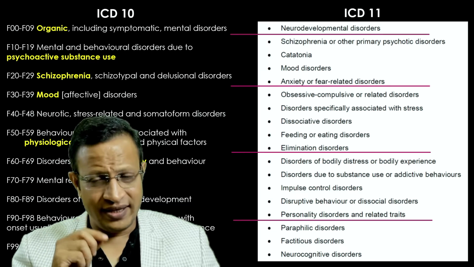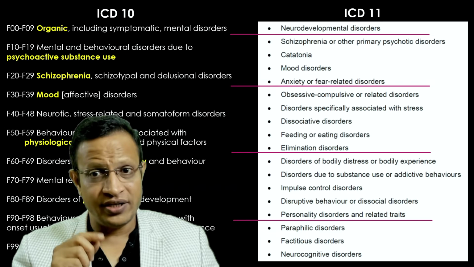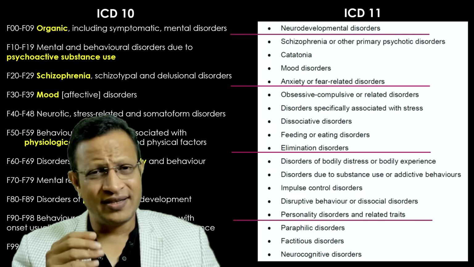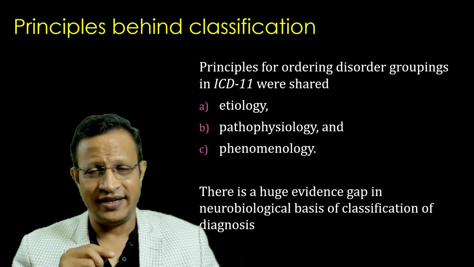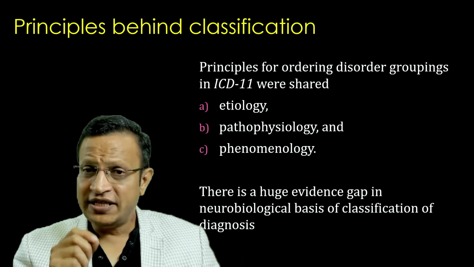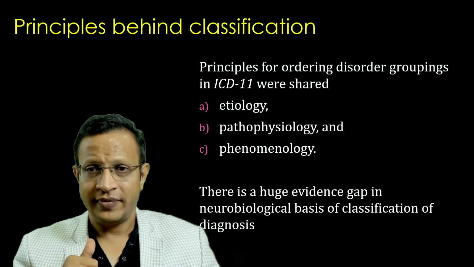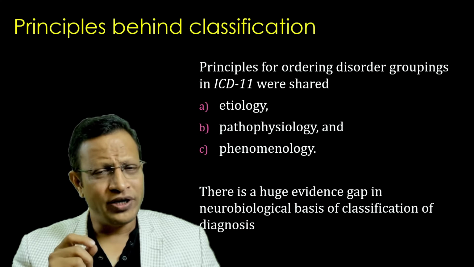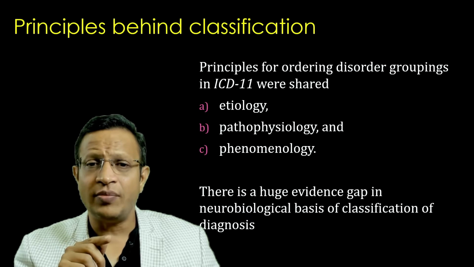You have seen this ICD-10 and ICD-11. In ICD-10, there are 11 chapters, whereas in ICD-11, we have more than 11 chapters. So let's discuss some of them in detail. Moving to chapter 6 in ICD-11. The principle behind the classification of ICD-11 is based on etiology, pathophysiology, and phenomenology.